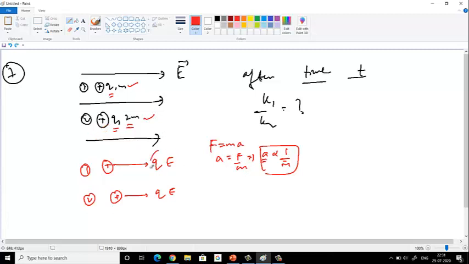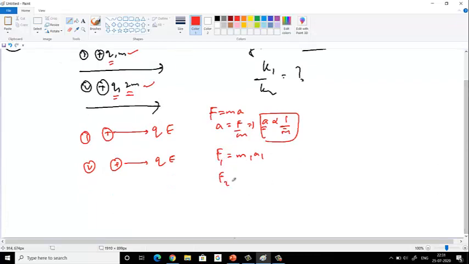We have force equal to mass into acceleration. So F1 is equal to m1 into a1, and F2 is equal to m2 into a2. But F1 and F2 are equal, they are both qE only. So let me call this F. Basically we have F is equal to m1, which is m, into a1, and F is equal to m2 into a2. What is m2?